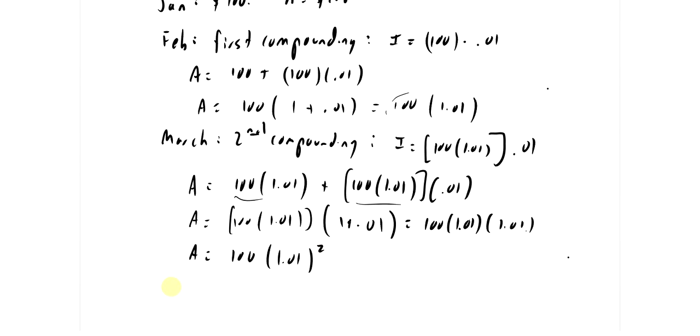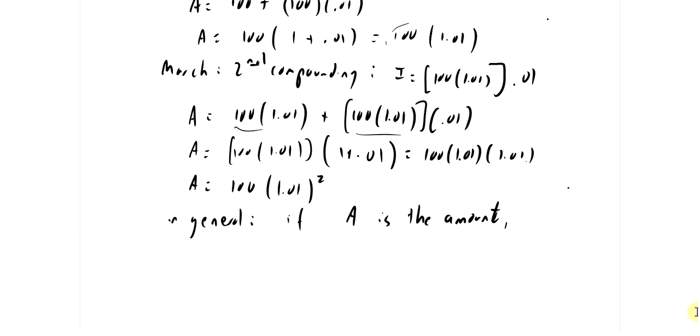And in general, if A is the amount in the account, how much we have in the account after one compounding?